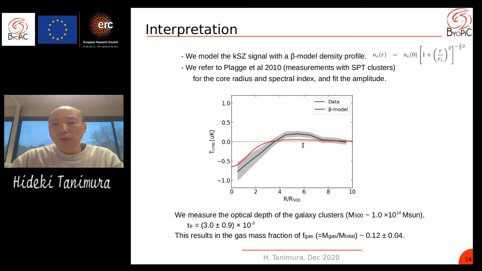Then we move to the modeling of our measurement. We model the KSZ signal with a beta model density profile here. For this, we also refer to the measurement with SPT clusters for the core radius and spectral index, and we fit only the amplitude. And we get an optical depth of the galaxy clusters, tau, of 3 times 10 to the minus 3 for a cluster with a mass of 10 to the 14 solar masses. This result is translated into a gas mass fraction, mass of gas over total mass, which is 0.12.